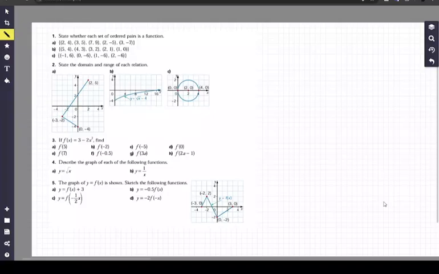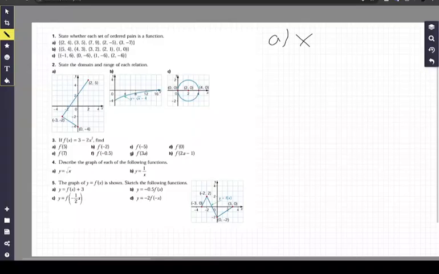Right here, we have 2, 3, 7, 9, 2. So for the x value of 2, unfortunately, we have two different y values. What does that mean? That means, unfortunately, this is not a function, because for a function, you can only have one y value. So a is not a function.